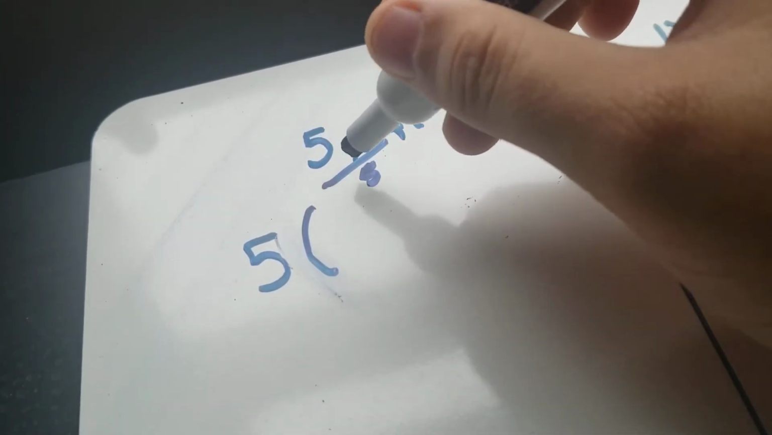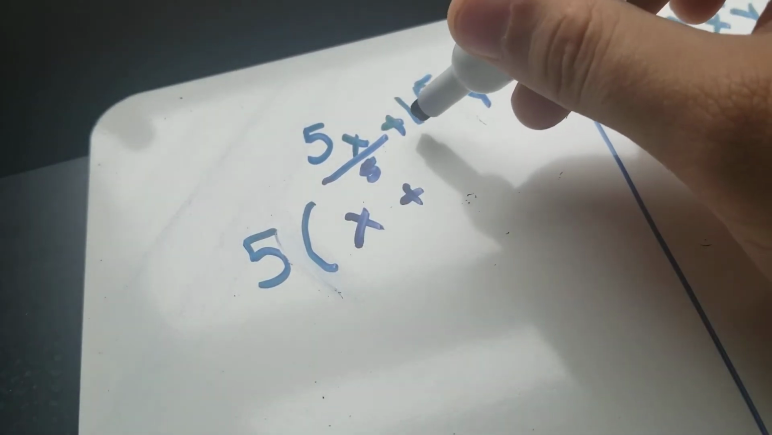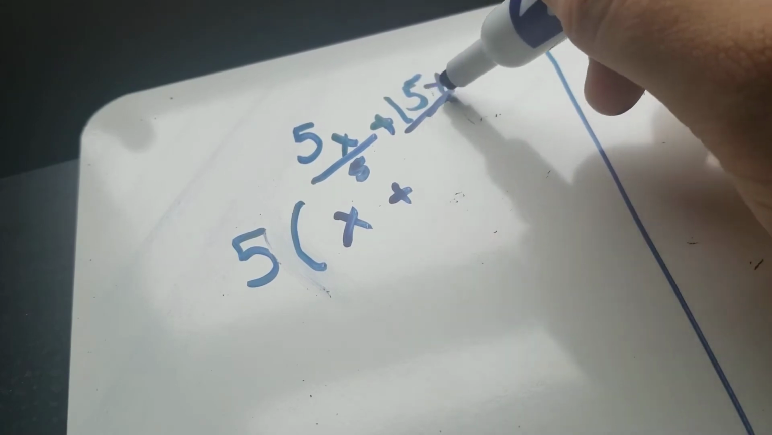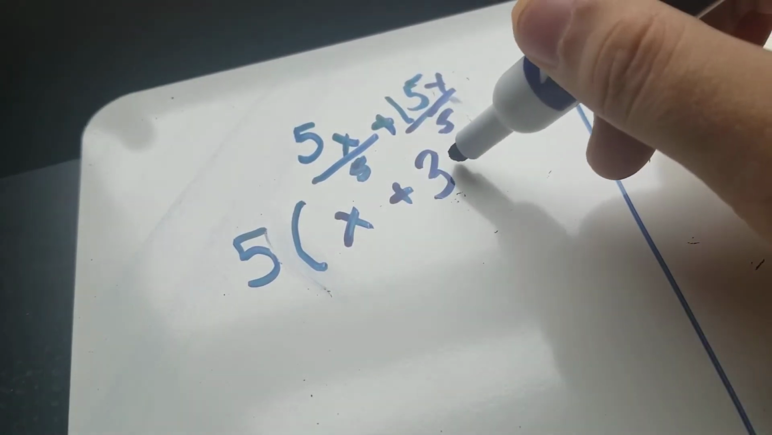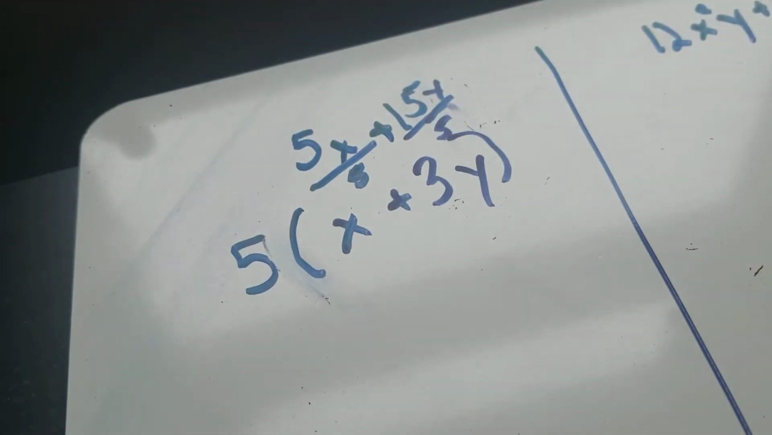So 5 divided by 5 is 1, and you're left over with x. And then 15y divided by 5. 15 divided by 5 is 3. The y stays the same. So your answer for this type of question will be something like this.